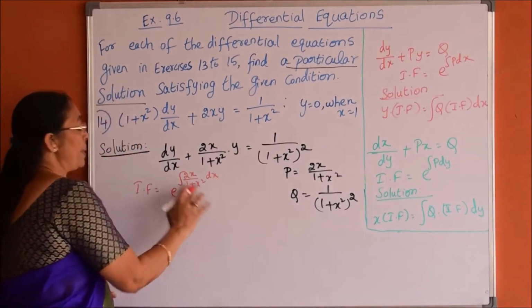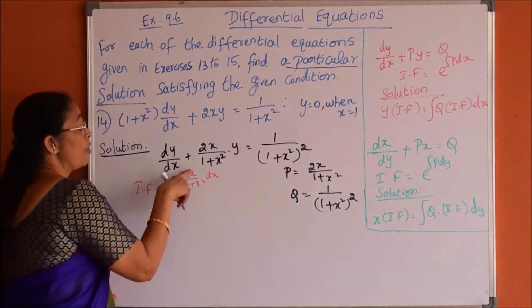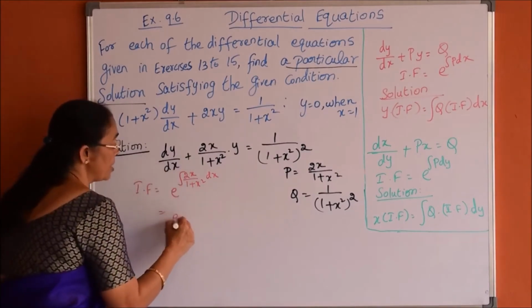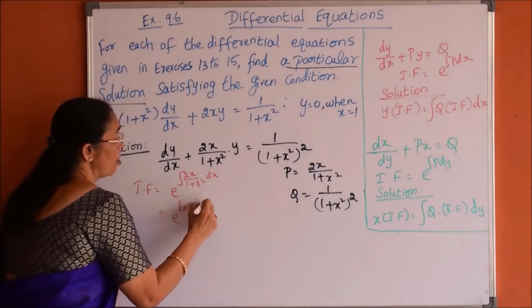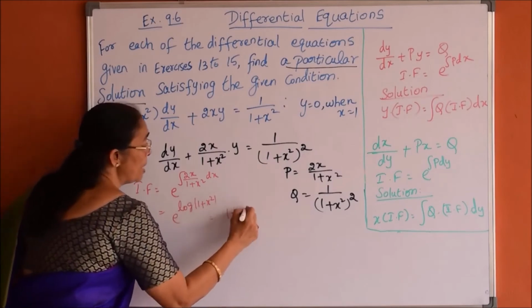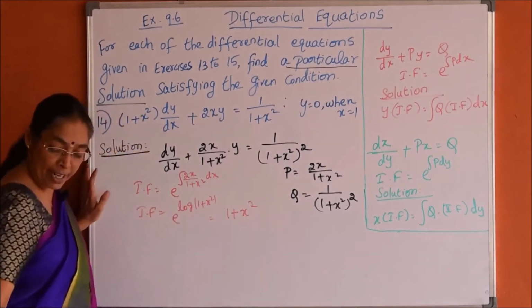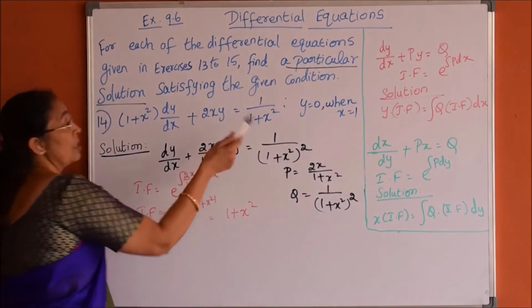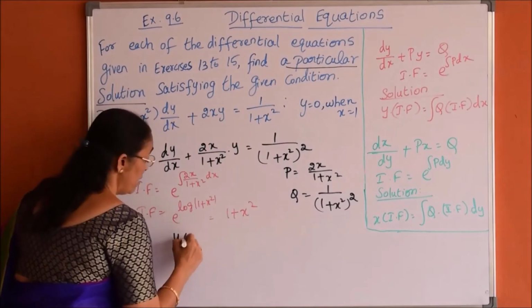If I consider 1 plus x square as t, 2x dx is dt. So, integration of dt by t is log mod t, which is nothing but log of 1 plus x square. e power log mod 1 plus x square, or simply 1 plus x square, is our integrating factor.